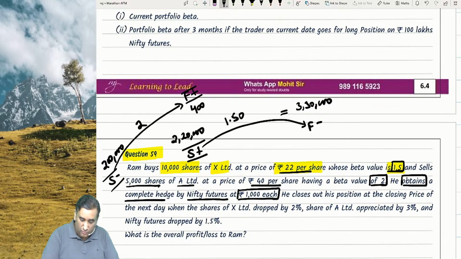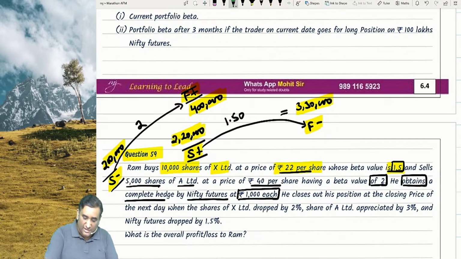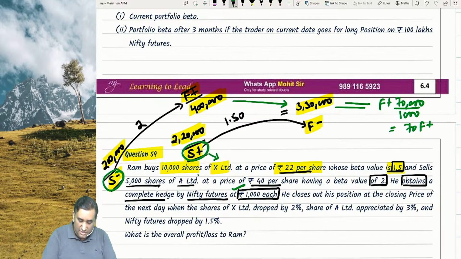Basically, if I stand at period 0, three things are happening. One, I am S plus of value 2,20,000 in the shares of X. I am 2 lakh minus in the shares of A. Because of the X share, I have a future position F minus of 3,30,000. Because of the shares of A, I have an F plus position of 4 lakh. F plus and F minus combined come out to F plus of 70,000. If 1000 is the value, I can even find the number of contracts: 70 F plus. So the situation is S plus in X, S minus in the shares of A Limited, and Nifty futures net 70 F plus.